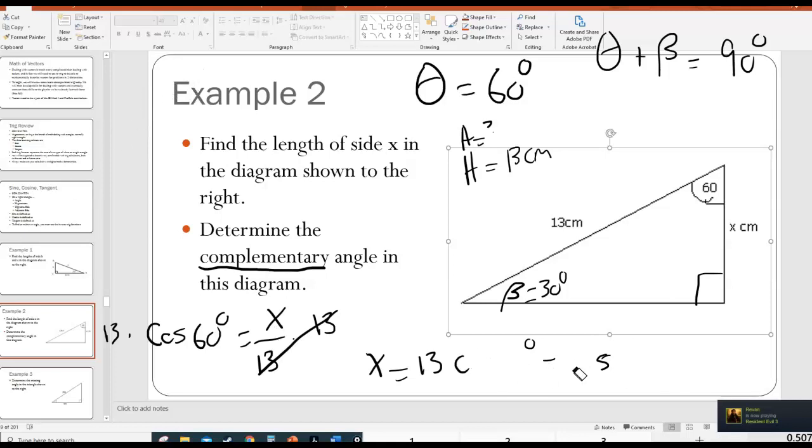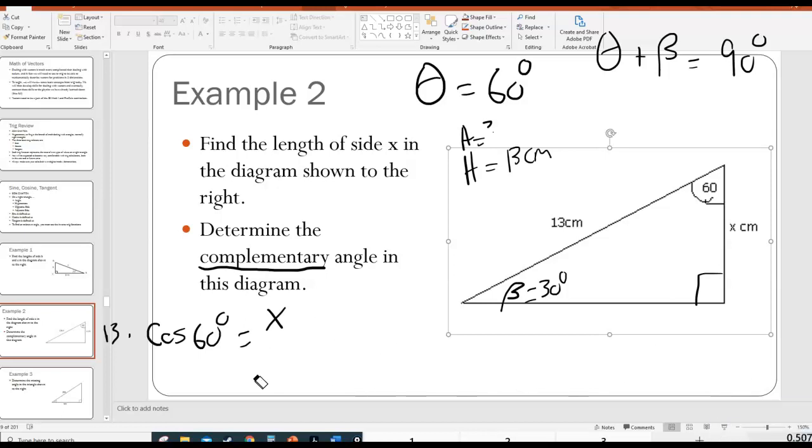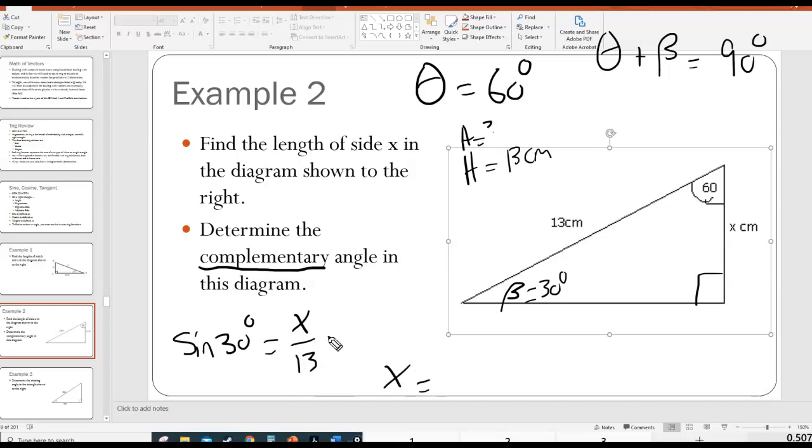I'm going to erase what's down here. What we could have done in this problem, and of course we would get the exact same answer, is we could have said sine of 30 degrees is equal to, remember sine is opposite over hypotenuse, so that's x over 13. And so to get x by itself, you would multiply by 13 on both sides. X would be 13 sine 30 degrees, and if you plug that into the calculator, you'll see that is also 6.5 centimeters. Okay, and so it has to work both ways. So that is example 2. Pause it there if you need to look at that some more.